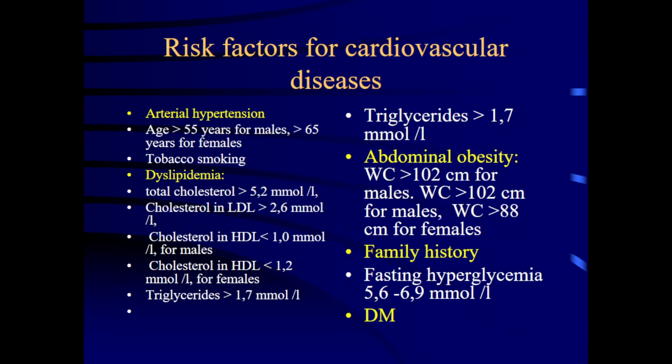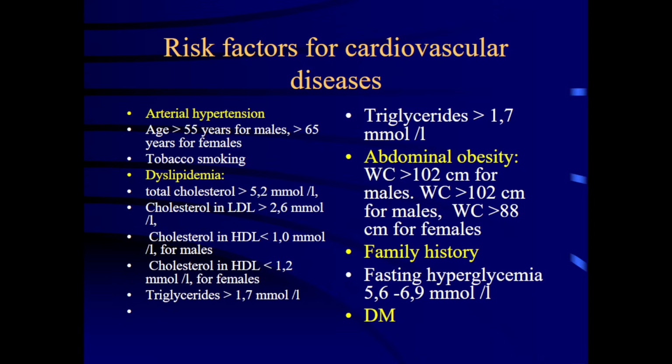Fasting hyperglycemia. If fasting glycemia is from 5.6 to 6.9 millimole per liter, you should remember that such a value is characteristic for glucose intolerance. Such a variant of glucose intolerance is named impaired fasting glycemia. And impaired fasting glycemia is assessed also as a risk factor for cardiovascular disease, and at the same time, it's also assessed as a component of metabolic syndrome.